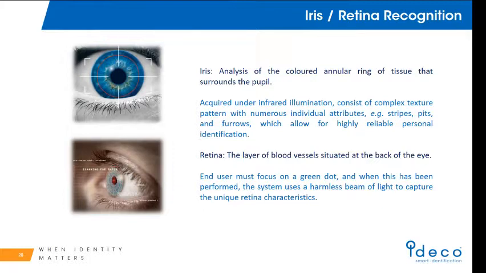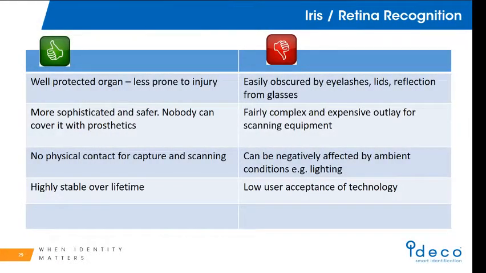As the iris expands or contracts to open the pupil to let more light in, you see tissue differences and vascular differences in the eye because of this contraction and expansion. So you can see a lot of stripes and pits and furrows in the iris, which makes it a really, really good biometric. So both the iris and retina are really good biometrics they can use. As with all biometrics, there are some advantages and disadvantages.